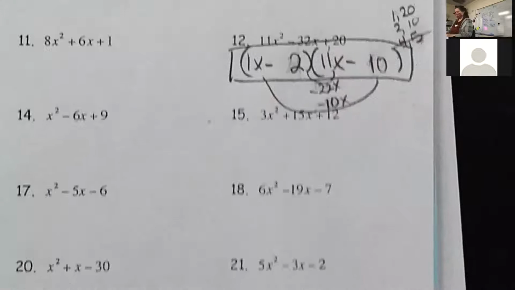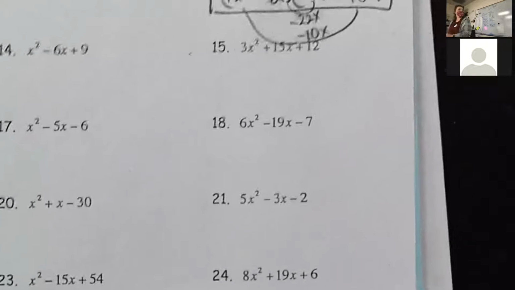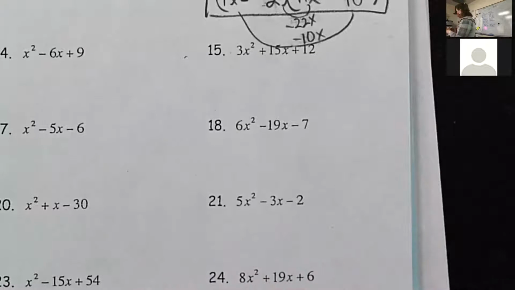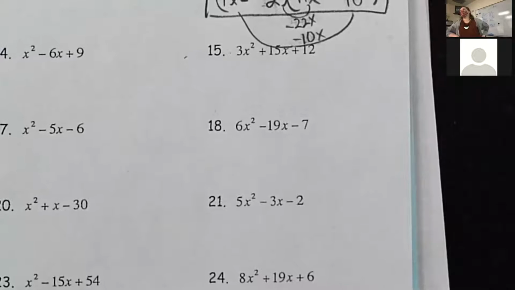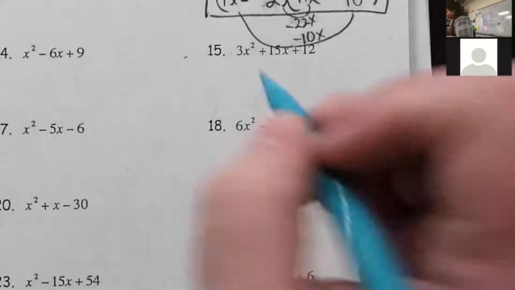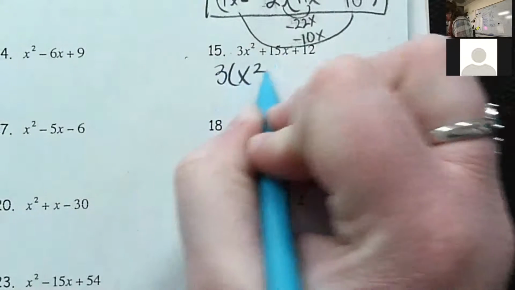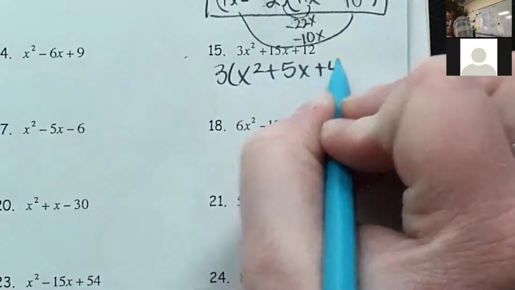Skip down to 15 right underneath it. Okay, number 15. What's step 1 in your factoring? Yeah, is there something I can take out on number 15? Yeah, do that. It's going to make your life a lot easier. 5x squared plus 5x plus 4.